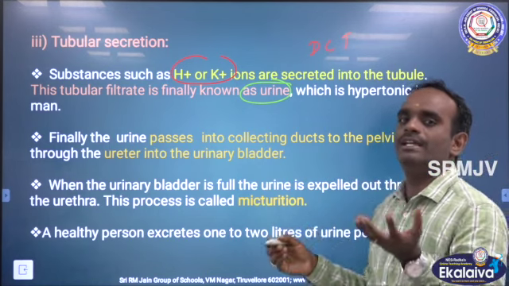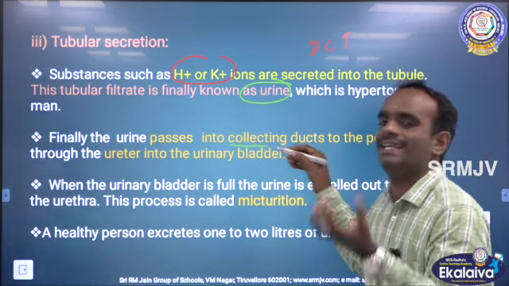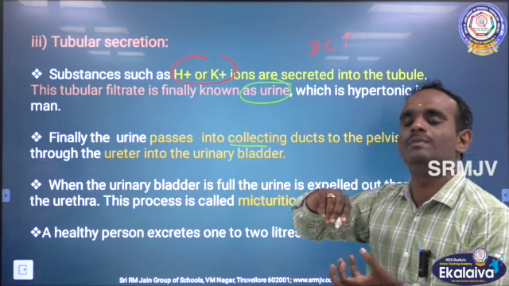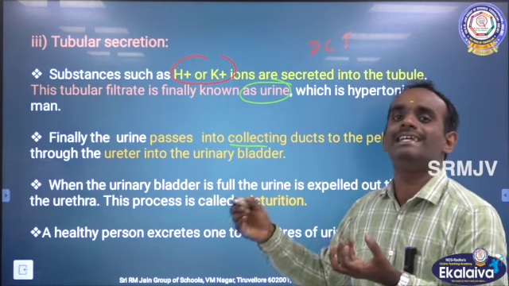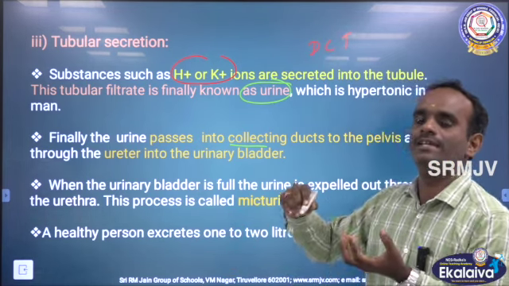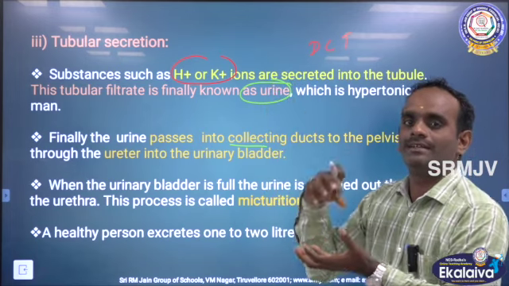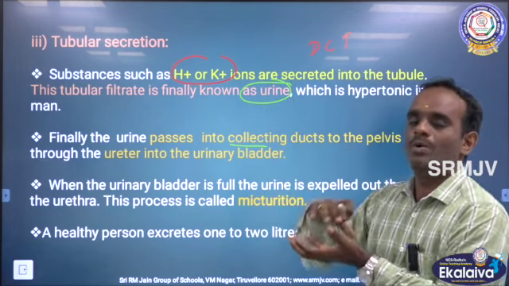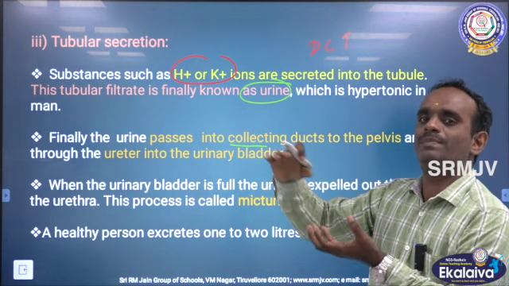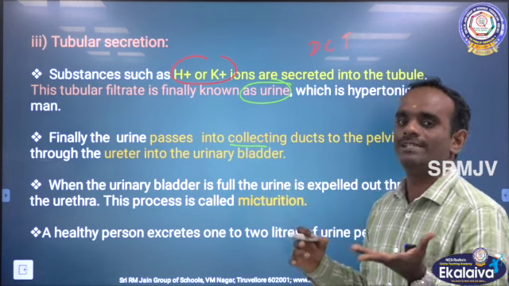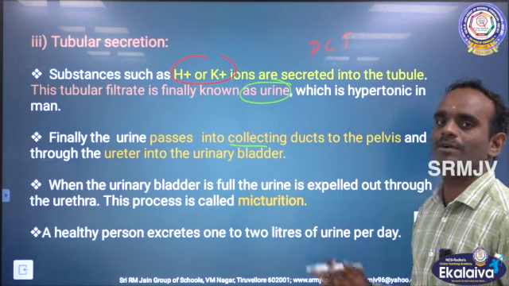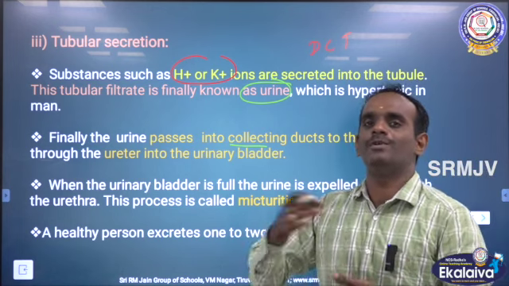Finally, the urine passes to the collecting duct and reaches the pelvis region, the renal pelvis, and then it moves to the ureter and is finally stored in the bladder, which is called the urinary bladder. Once the bladder fills, we expel the urine through the urethra. Clear, children? That's all about the formation of urine, children.